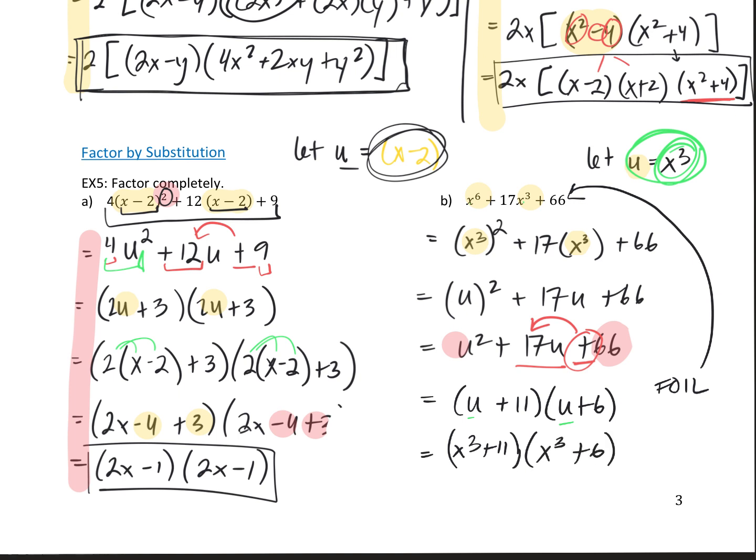Lastly, we have to be careful. We have x cubed going on. We have to make sure that none of these are a difference or sum of cubes. But looking at the 11 and 6, those are not perfect cubes, so we are done. And that is our factored answer.